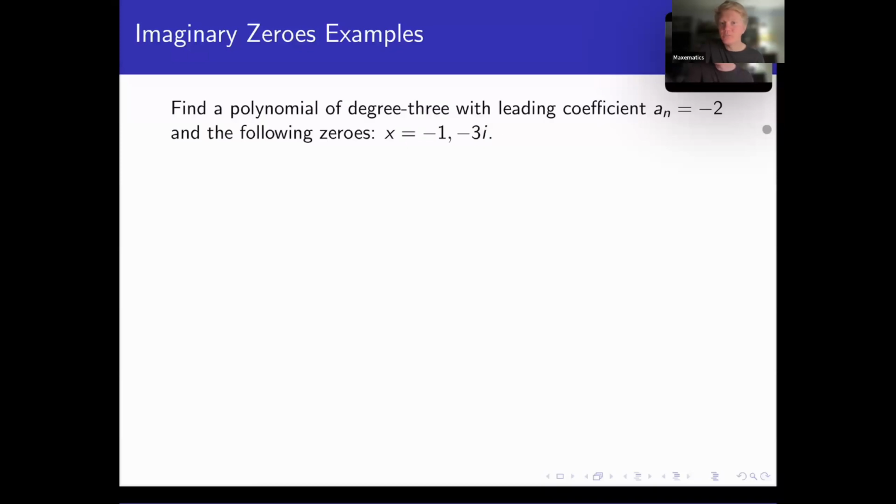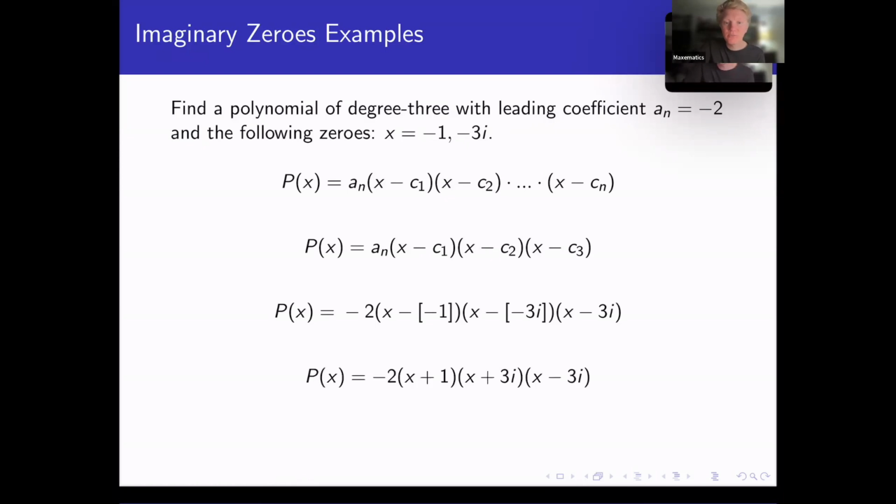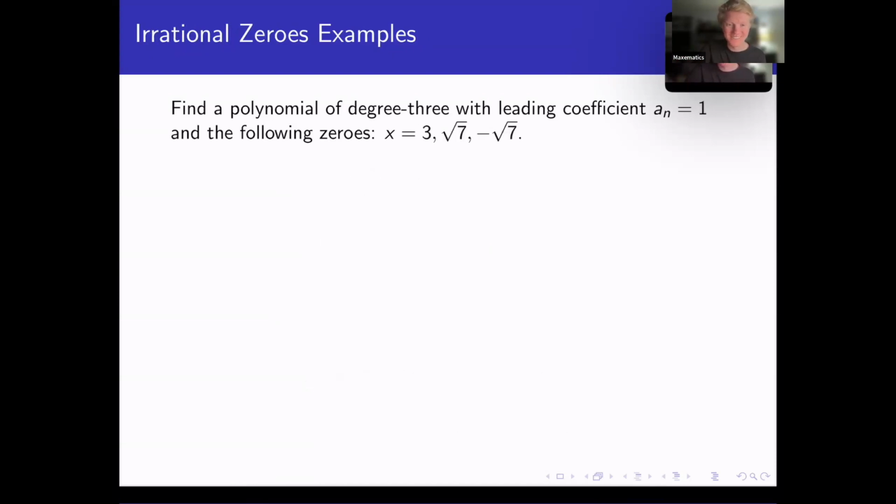Degree 3, leading coefficient -2. Zeros are -1, -3i. Well, degree 3, leading coefficient is -2. First zero is -1. Second zero is -3i. But if -3i is a zero, then +3i is also a zero. Distribute some negative signs, and then FOIL. Lots of foiling. I know I'm skipping through all of that, but I think by now, if we're talking about factorization theorem and fundamental theorem of algebra, that the foiling part is very much deep-rooted into our minds.